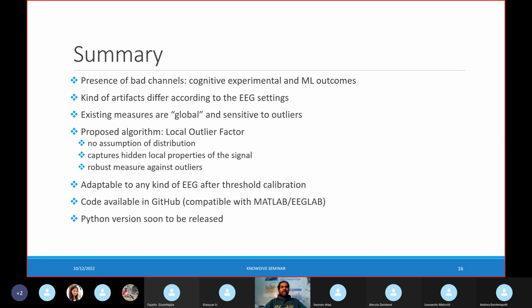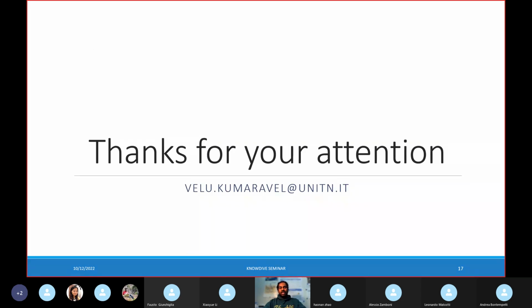The code is available on GitHub, which is compatible with EEGLAB, and I'm also working on a Python version, which is hopefully to be released soon within a Python library used in EEG signal processing. Now I'd like to thank you for your attention, and I'm available for any curiosities or questions.